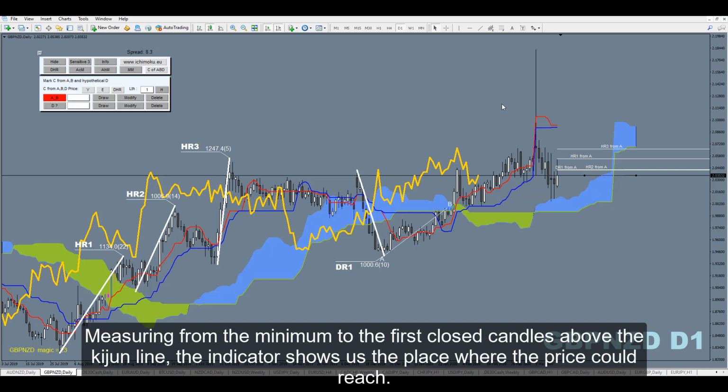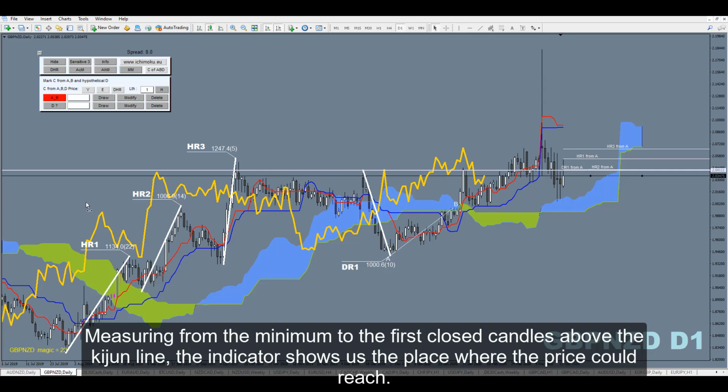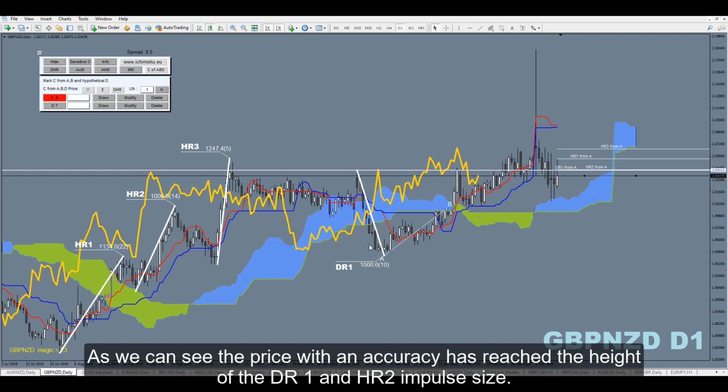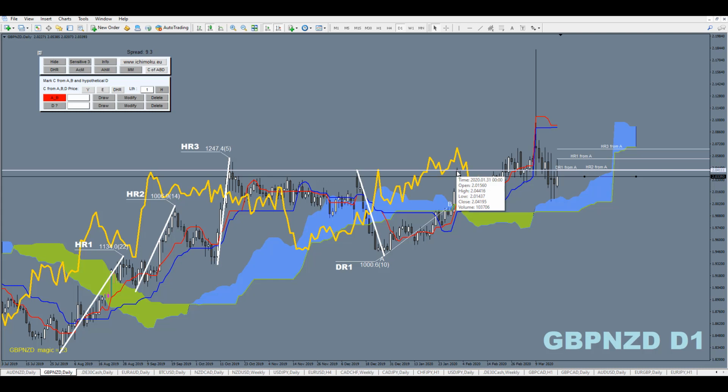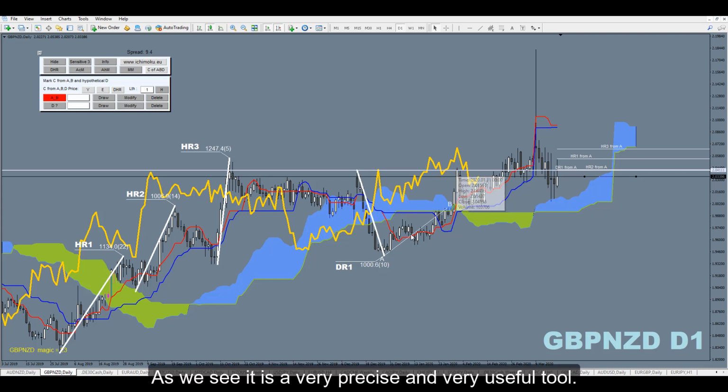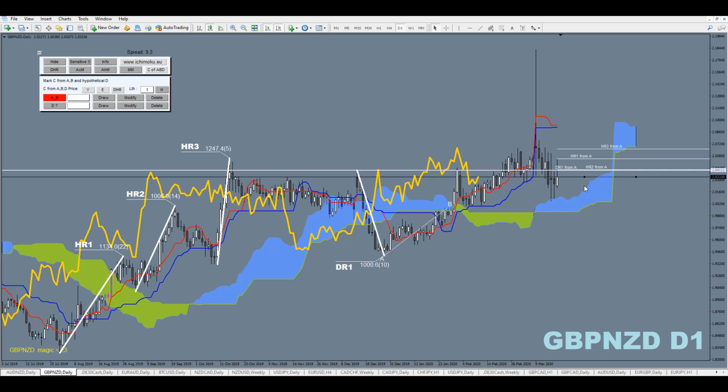Measuring from the minimum to the first closed candles above the Kinko line, the indicator shows us the place where the price could reach. As we can see, the price has reached with accuracy the height of the D, R1 and H, R2 impulse size. As we see, it is a very precise and very useful tool.